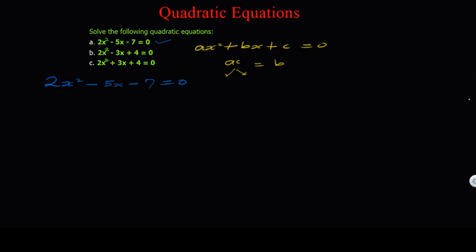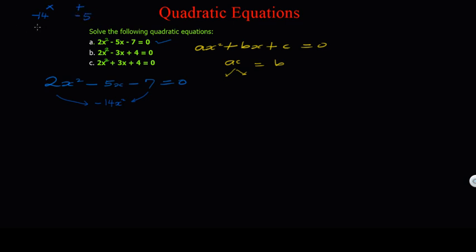So back to our question here. If we multiply the two parts, we'll have minus 14x squared. So our concern now is, what are those two numbers that when we multiply will give us minus 14, but when we add them will give us minus 5.